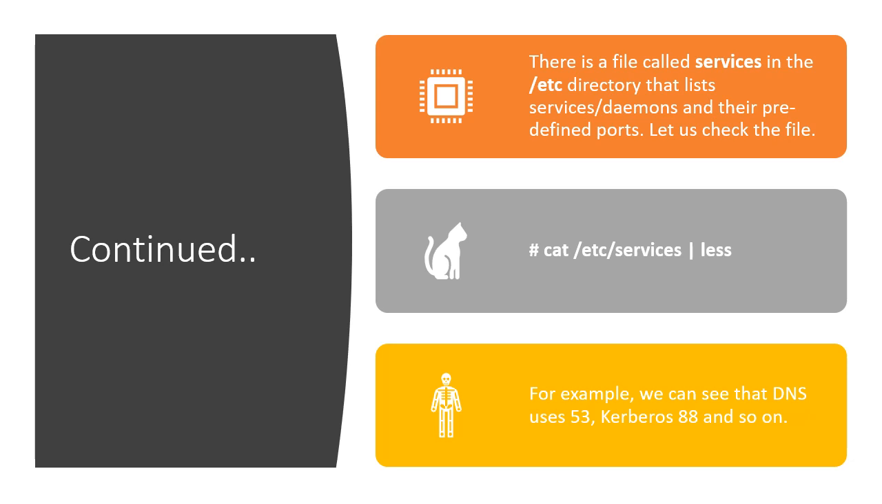There is a file called services in the /etc directory that lists services, daemons, and their predefined ports. Let us check the file. We enter the command cat /etc/services and pipe it to less. For example, from the output of the command, we can see that DNS uses port number 53, Kerberos 88, and so on.